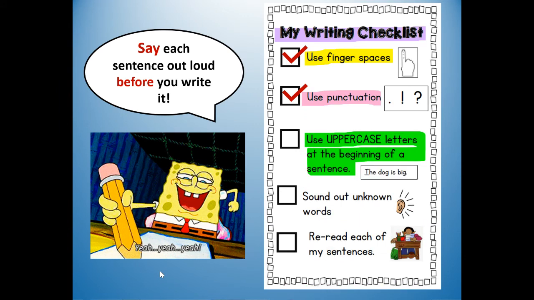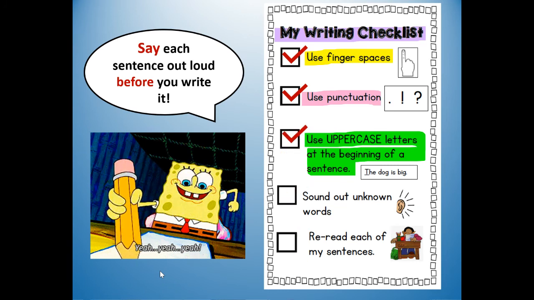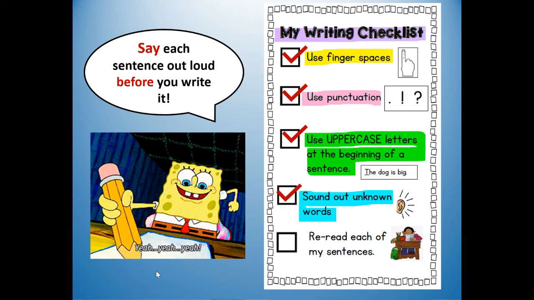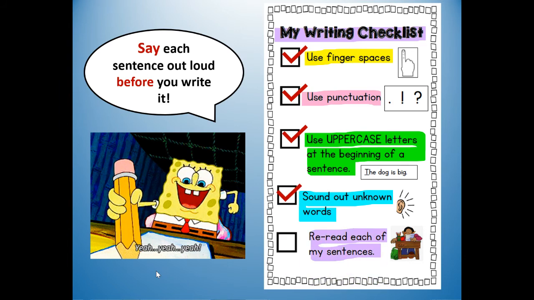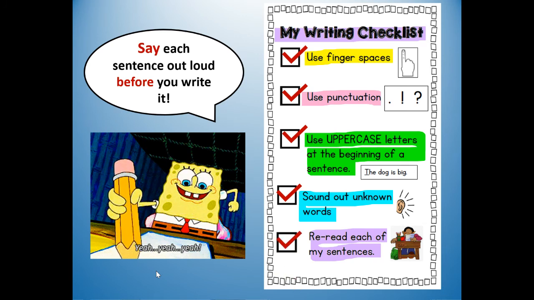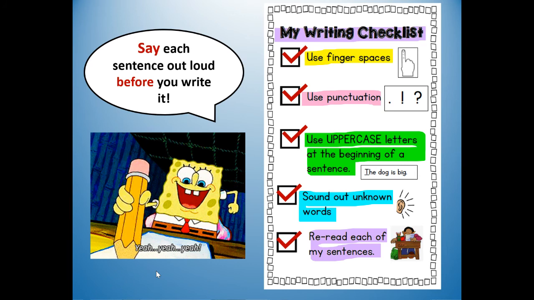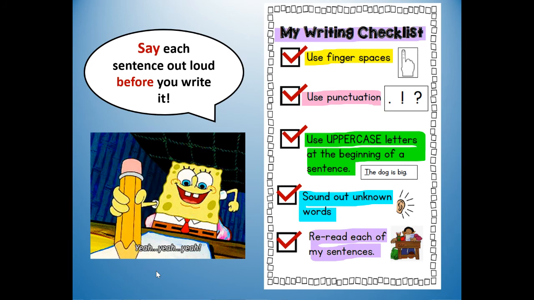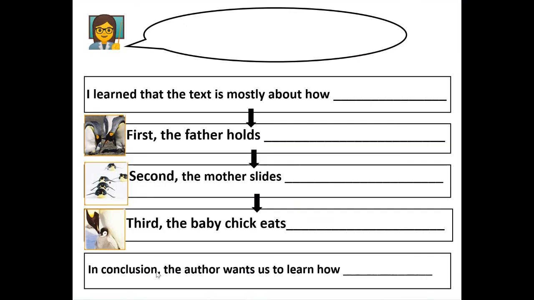Make sure you use uppercase letters at the beginning of each sentence, or capital letters. When you come to a word you don't know how to spell, make sure you sound out unknown words. And then make sure you reread each of your sentences to make sure that they make sense, that you didn't put too many words, or that you didn't leave out any words. So as you're writing, think of these things from the writing checklist.